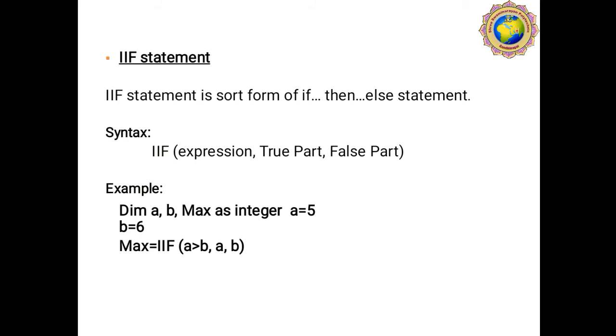So here dim variables a and b, and max as an integer, a is equal to 5, b is equal to 5, and max is equal to IIF, and given a condition. Okay, so this is our expression, this is a true part, and this is a false part. So a greater than b is our expression part, a is our true part, b is our false part. Okay, so this is how the IIF statement is used.